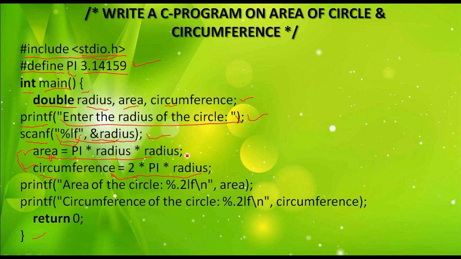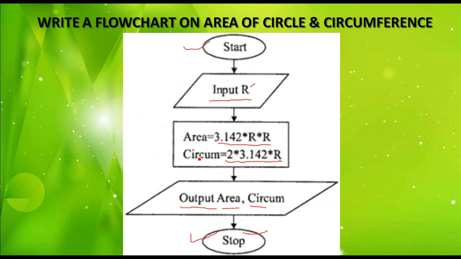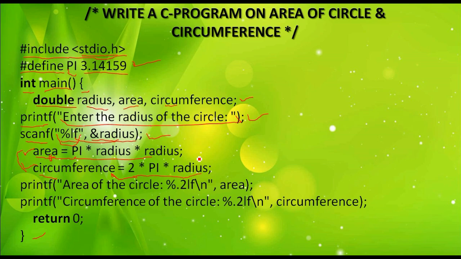We completed the computational statements as per this flow chart. So area is calculated, circumference is calculated. The next step is to output the area and circumference. For that, we are using two printf statements. So we are printing area of circle, which will display as usual. Thereafter percent dot 2 lf, that is the area we are printing. Circumference of circle, dot 2 means after the dot there must be only 2 digits, and we are printing the circumference also.